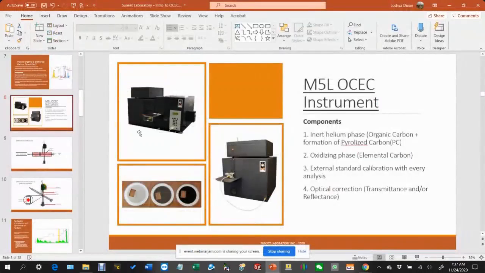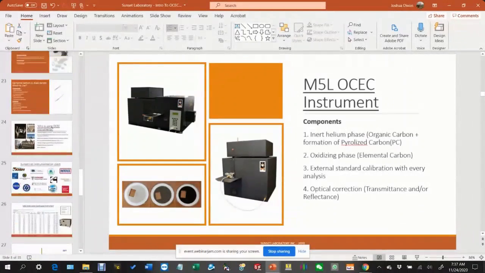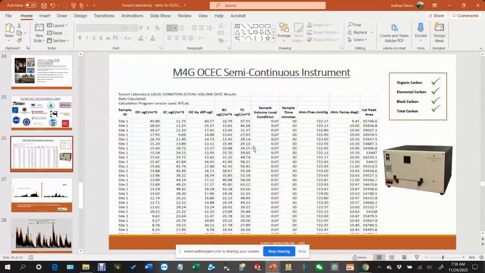So this instrument is limited because it's not engineered to measure black carbon. This instrument will measure organic carbon, elemental carbon, and total carbon. This other instrument, the online instrument, measures organic carbon, elemental carbon, black carbon, and total carbon. So it's unique in that you can measure organic carbon, elemental carbon, and black carbon simultaneously on the same filter.